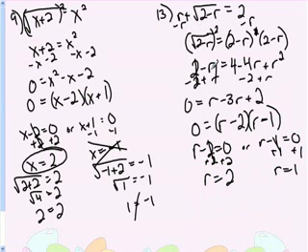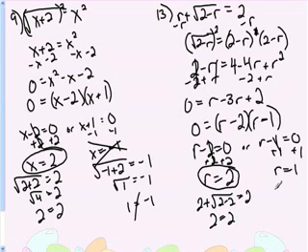So put them back into the original, way up here. So 2 plus the square root of 2 minus 2 equals 2. 2 minus 2 is 0, so that's 0. 2 does equal 2. So far that one works. Plug in the next one.